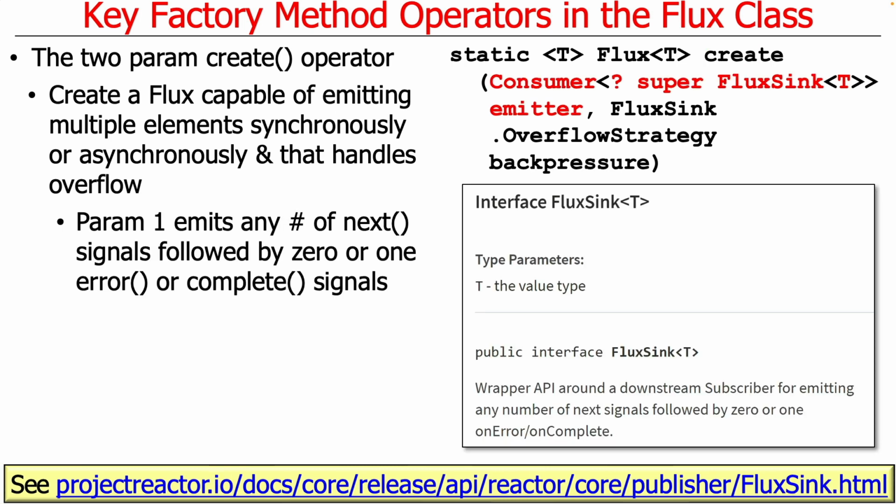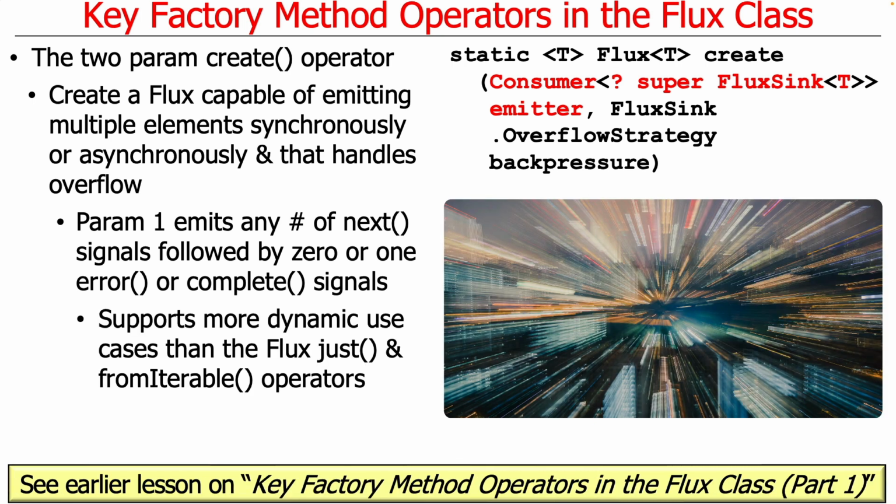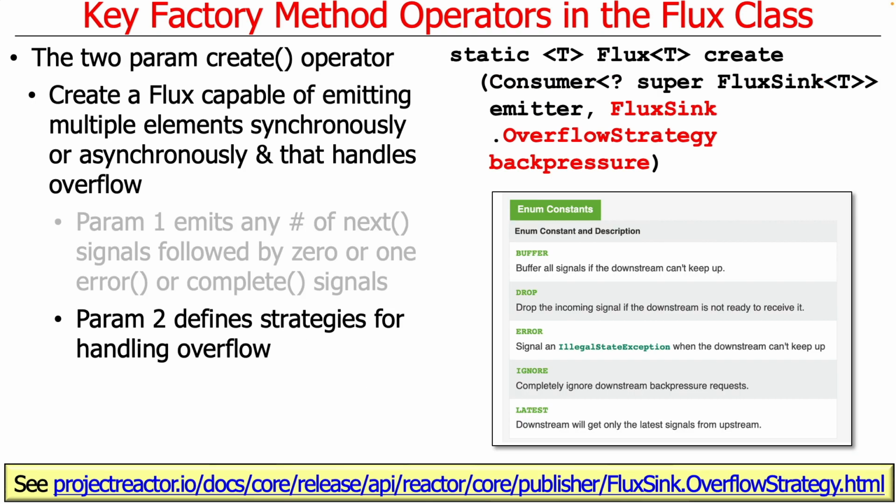And the first parameter is the one that is used to provide the emitter. The emitter is the thing that generates a bunch of next signals followed by 0 or 1 error or complete signals, so it's the thing that generates the events. And this is more dynamic than the simpler Flux just and fromIterable factory method operators that we talked about much longer ago. Then the second parameter, which is really the interesting one here, is the overflow strategy. And that defines how we're going to deal with overflow. And here are the 5 different overflow strategy enums that you can select from.